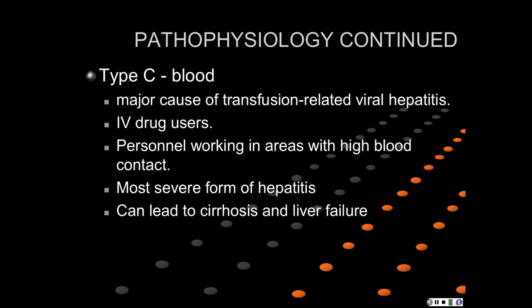Type C is also related to blood, and mostly transfusion related. It's referred to as viral hepatitis. Again, it is more common in IV drug users, as well as personnel working in areas where there's high blood contact, for example, dialysis units, the operating room, etc. It's a more severe form of hepatitis, and can lead to cirrhosis of the liver and liver failure.